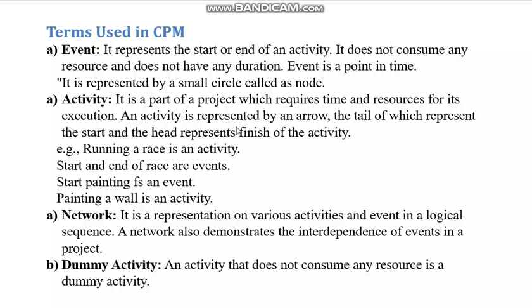An activity is represented by an arrow, whereas an event is represented by a small circle. An activity is represented by an arrow, the tail of which represents the start and the head represents the finish of the activity. So the tail means the back side and the head means the arrow side. The arrow side shows the finish and the back side shows the start.